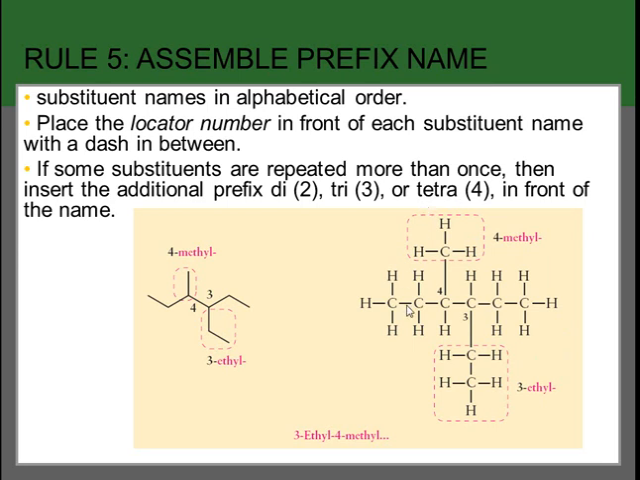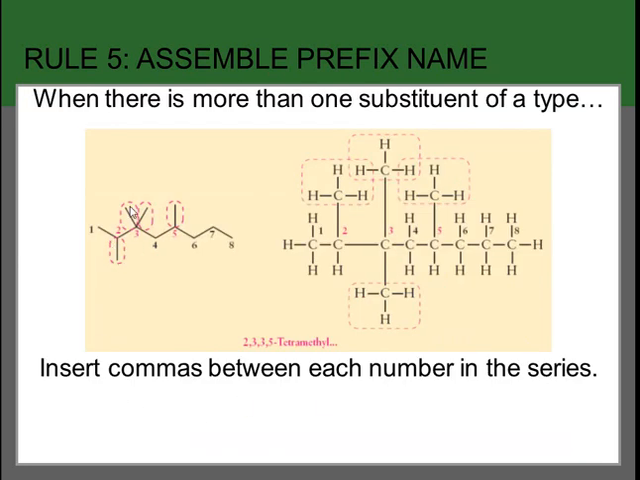If we have more than one ethyl group or more than one methyl group, we would insert an additional prefix, di, tri, or tetra, to indicate how many ethyl groups we have. So in this case, we actually have 4 methyl groups, 1 on the 2-carbon, 2 of them on the 3-carbon, and 1 on the 5-carbon. So we have tetramethyl to indicate 4 methyl groups, and then we put all the 4 locator numbers in front of tetramethyl. So we have 2, 3, 3, 5. We have to have 4 numbers if we have tetra here to indicate there are 4 methyl substituents, and these numbers indicate where they belong.